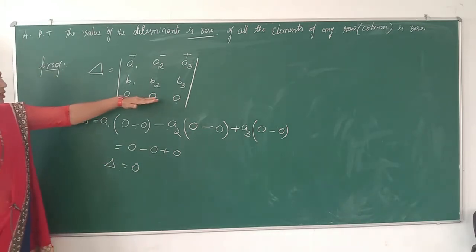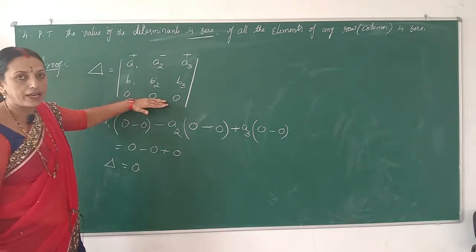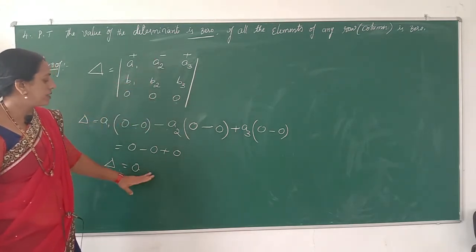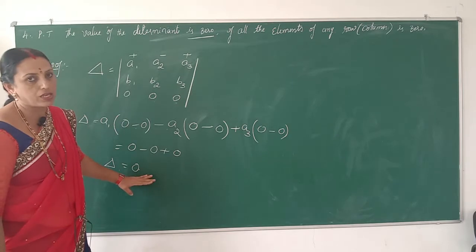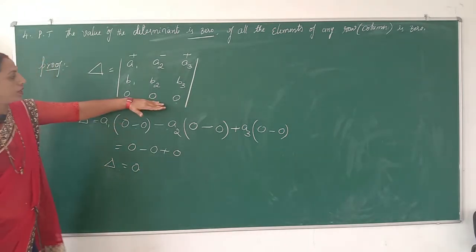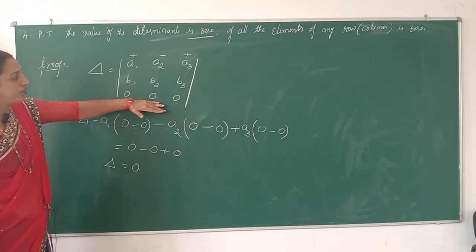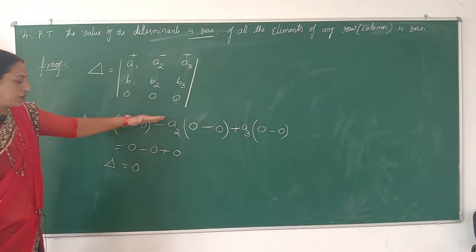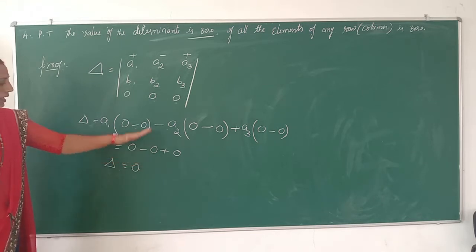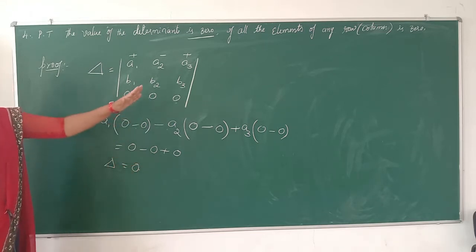So therefore, if all the elements of any row or any column are 0, then the value of the determinant is also 0. So it's also one of the applications of the determinant. Suppose any row or any column of the determinant is 0, it is not necessary to expand these steps, the value of the determinant will directly be 0.